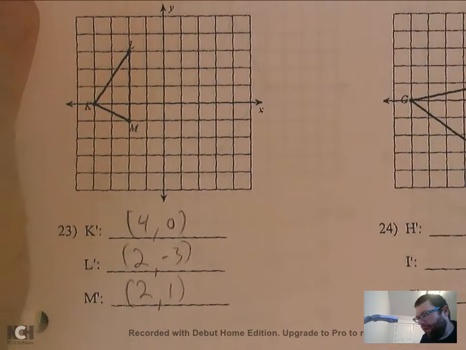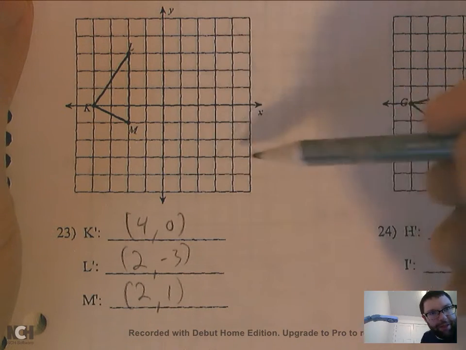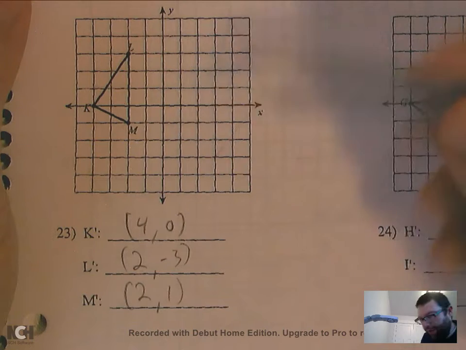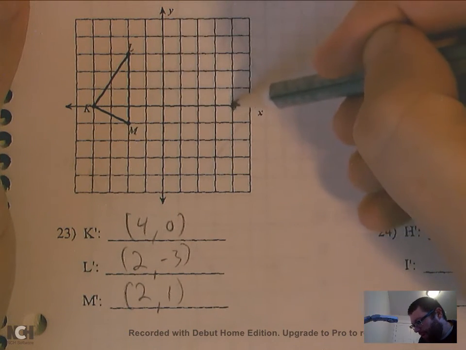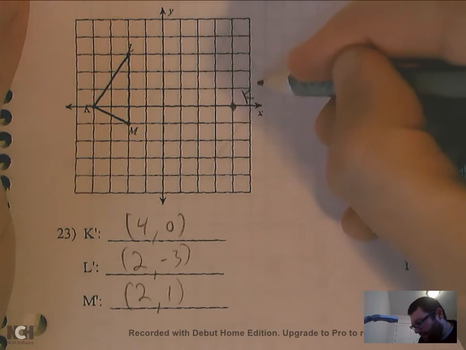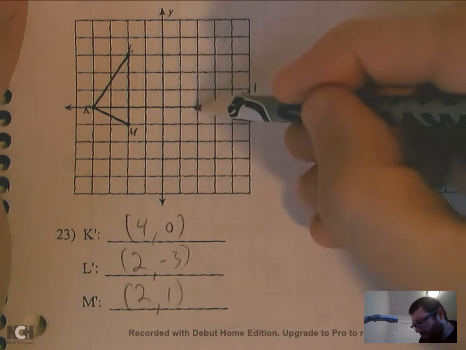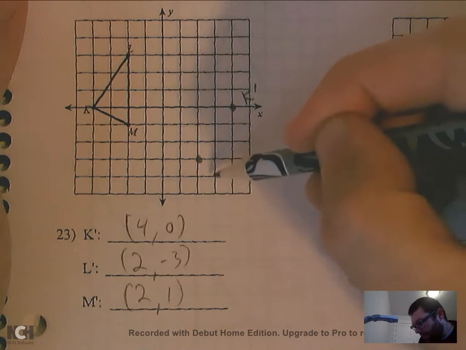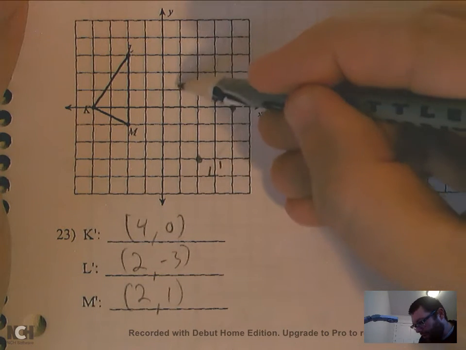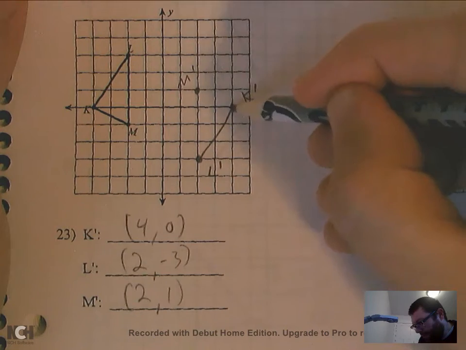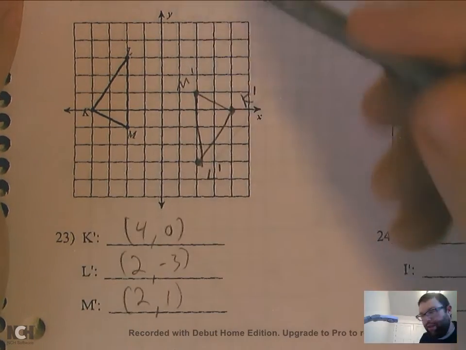So if I go ahead and graph those points, it should be that same triangle, just kind of facing the other direction, going down right here, right? So 4, 0 was K prime. And then L prime was 2, negative 3, L prime. And then M was 2, 1, M prime. Just like that. And there is, again, the same triangle.